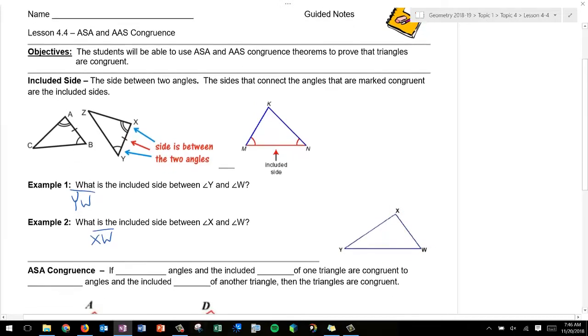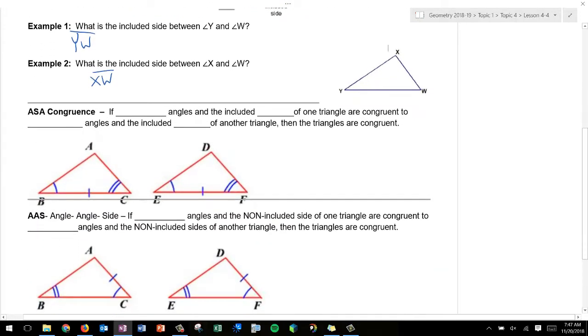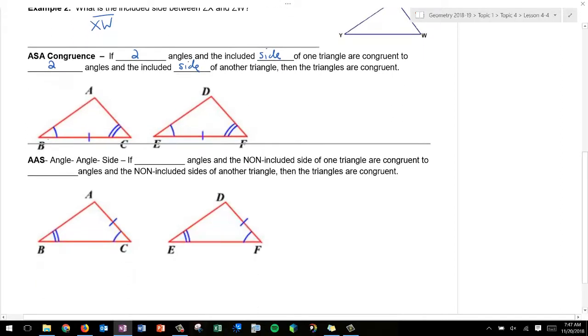So we're going to look at two different types of congruence that use this idea. The first one is ASA congruence. And if we think about our naming, ASA is angle, side, angle. So if we have two angles and the included side of one triangle congruent to two angles and the included side of another, then we have triangle congruence. In this case, because I have two sets of congruent angles with that side in between them congruent, I have triangle congruence. And then the other one that's here is called AAS, angle, angle, side.